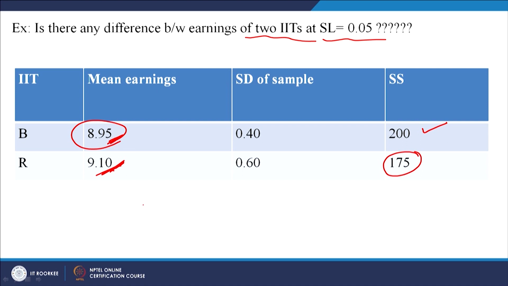And after calculating the mean, we also calculated the standard deviation of these two samples, right. So, we want to know, is there any significant difference between earnings of students of IIT Roorkee and IIT Bombay, right. So, what should be the first step? The first step is you need to frame the null hypothesis and alternative hypothesis, right. So, what would be the null hypothesis?